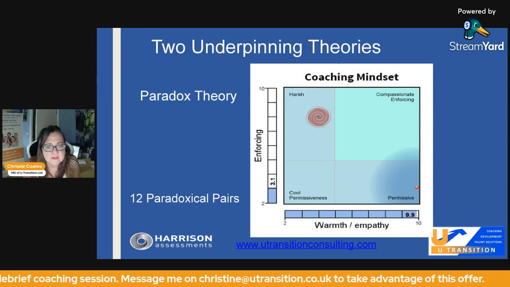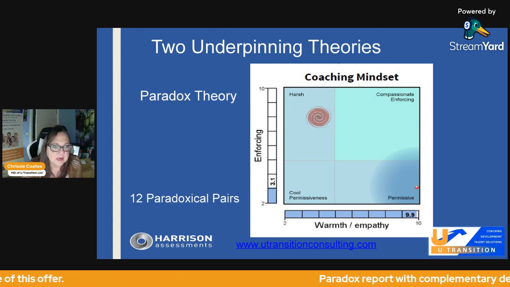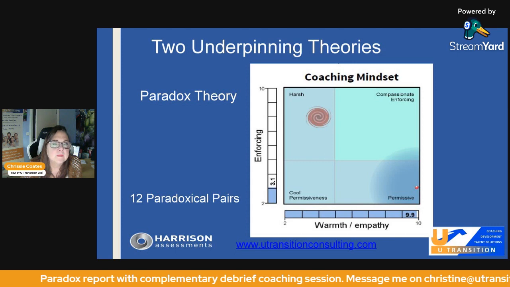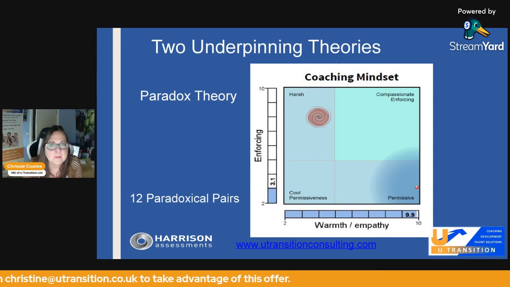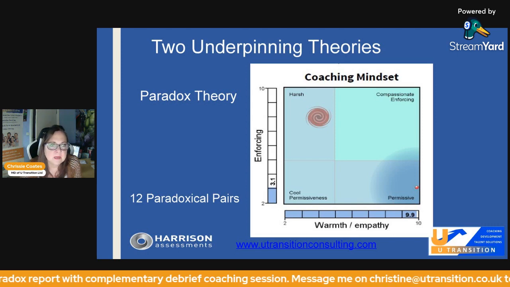So as you can see on this example, warmth and empathy is 9.9, so a very, very high score. In this instance, for this individual, it's very likely to be a life theme as well. And we can see that enforcing at 3.1 is much lower. So what we see when we marry those two scores up, so we come across from 3.1 and we come up from 9.9, and that little dot on the screen there is where those two scores converge. And then we've got a swirl of blue around it, which is what we call our behavioural range. So this means that for the coaching mindset paradox, this individual is overusing their strength of warmth and empathy.